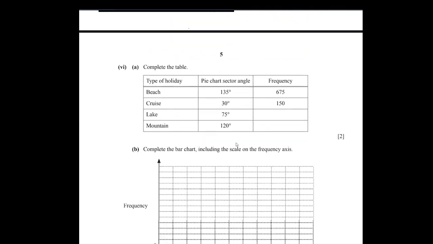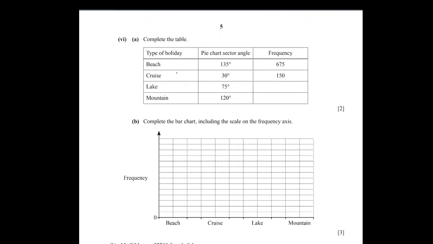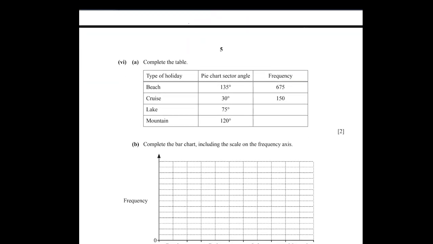Question number 6. Complete the table. The type of holiday is given in one of the columns. Second column is pie chart sector angle. Third column is frequency. Two of the frequencies are done. We'll find out the frequency for lake and mountain. So lake, the angle is 75 by 360 into the number of people which we got just now, 1800. So find out like that, you get the answer.